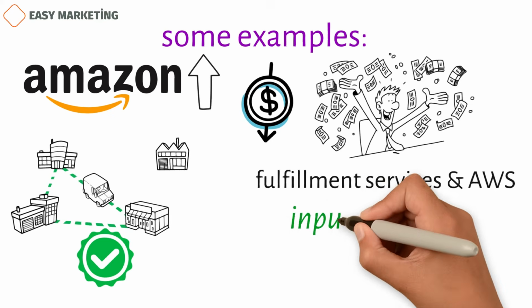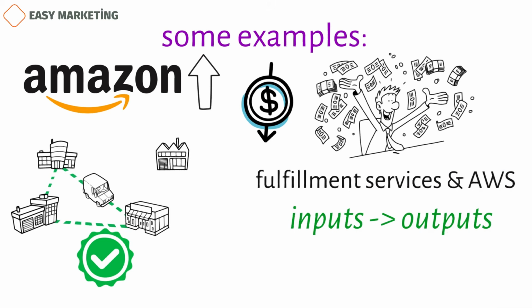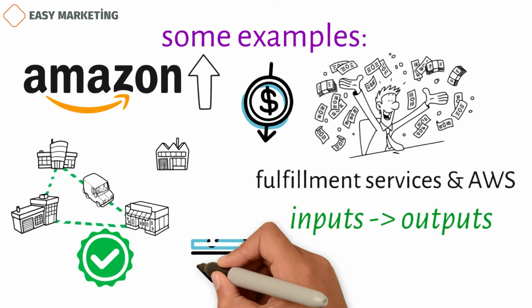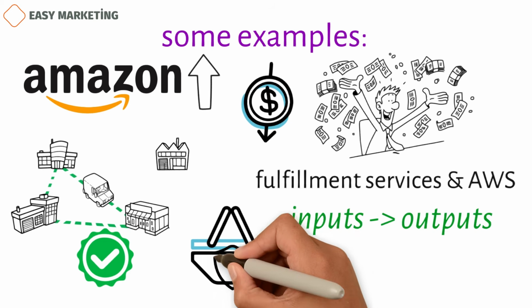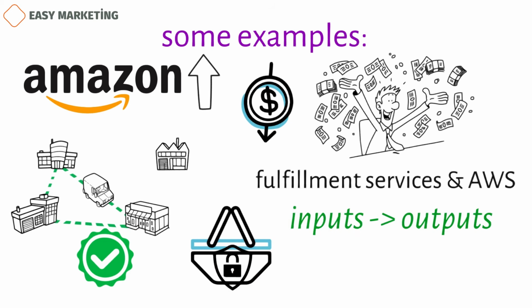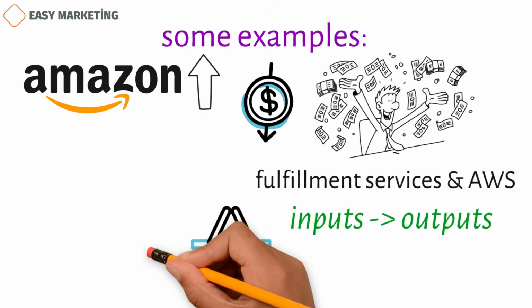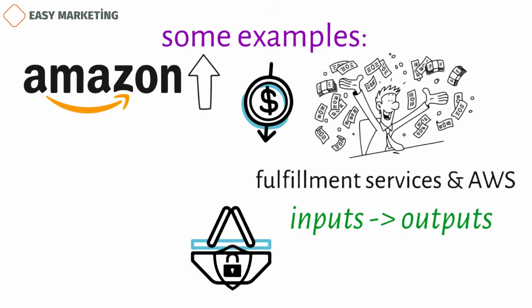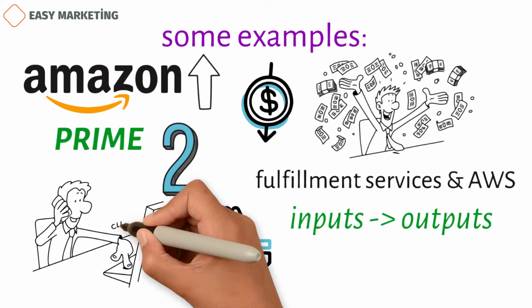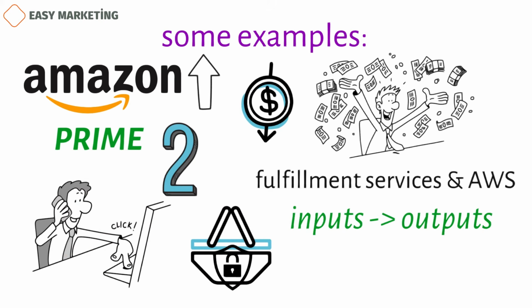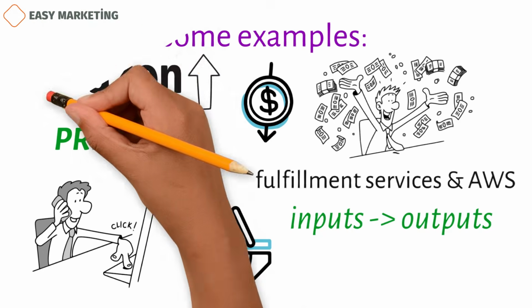Operations. This is where Amazon takes its inputs and turns them into its outputs. Amazon's main service is its online marketplace, which lets buyers and sellers do business online in a safe way. Amazon's fulfillment and logistics make it possible for Prime members to get their packages in just 2 days. This gives customers a safe, easy-to-use shopping experience and much faster shipping times than competitors at the same price point.